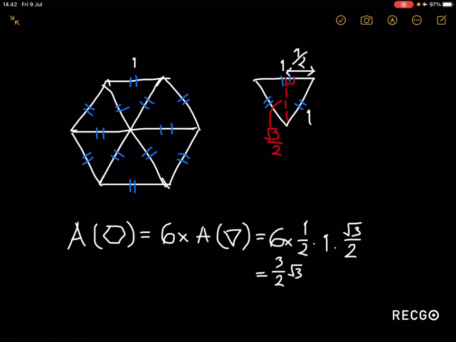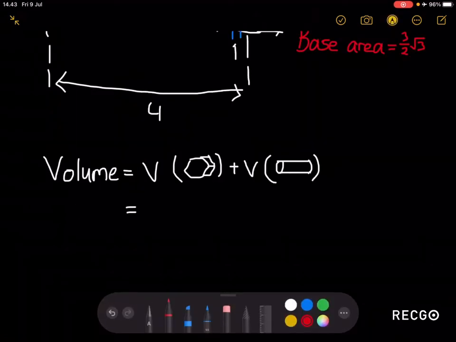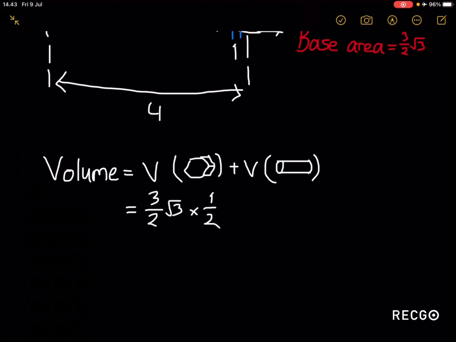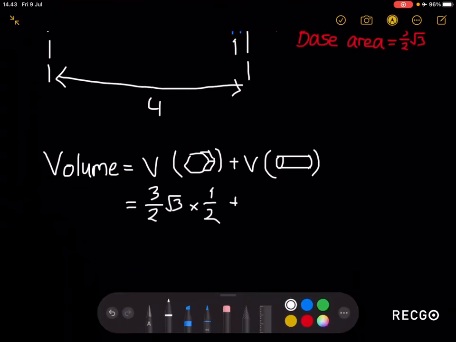Let's get back to our original problem. The volume of our hexagonal prism will be its base area times the height, so 3 over 2 times square root of 3 times 1/2, which is our height, plus the volume of the cylinder, which will be pi times its radius, which is 1/2, not 1, because 1 is the diameter, squared, times its height, which is 4. Simplifying, you'll get an answer of 3 over 4 times square root of 3 plus pi.